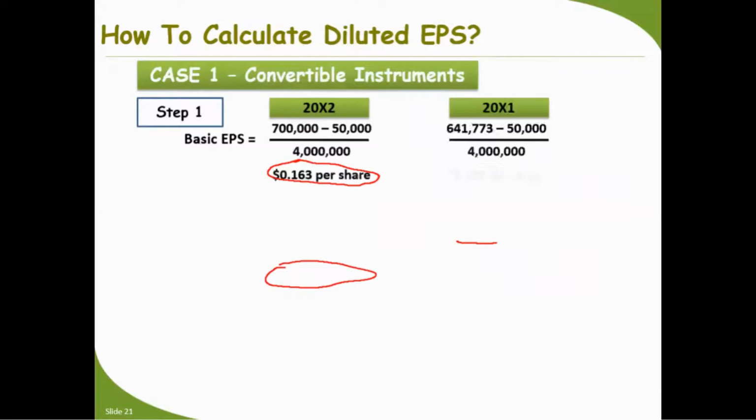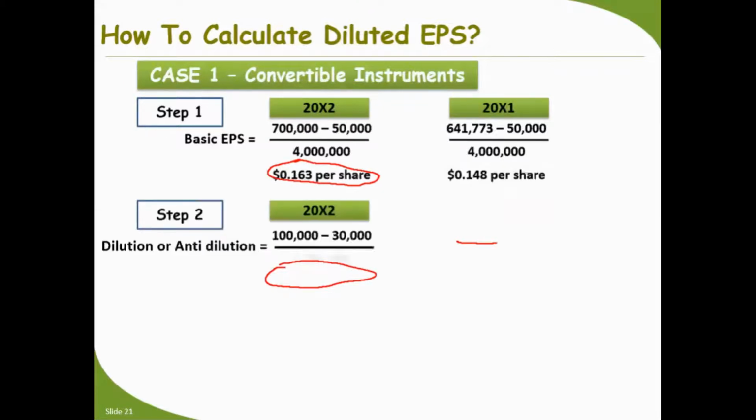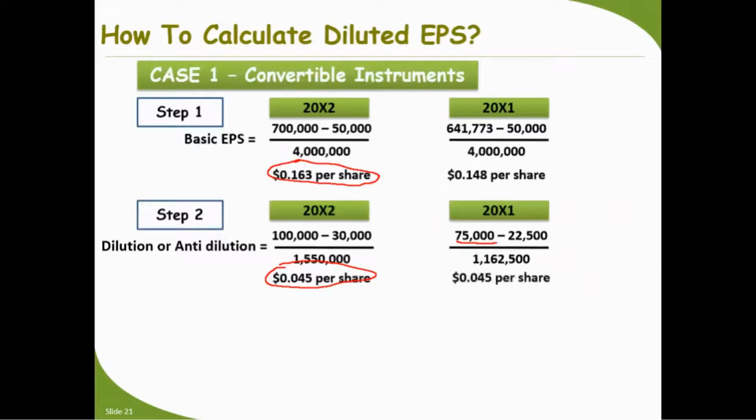So for preceding year, it is 52,500 divided by 1,162,500. Again, this is with your time fraction. Okay. Now you calculated the diluted EPS, which is 0.045. That is less than this. So there is a dilution in preceding year also.